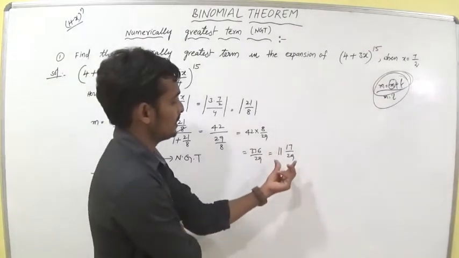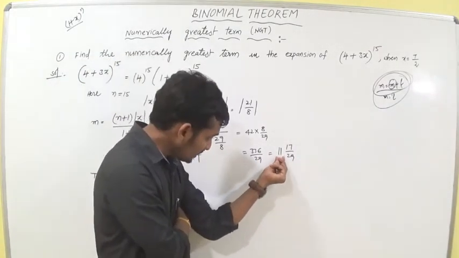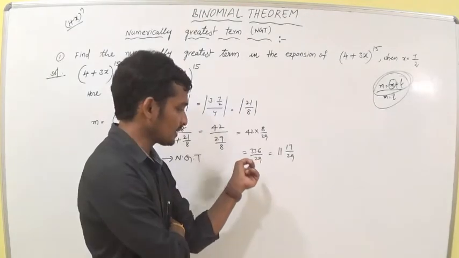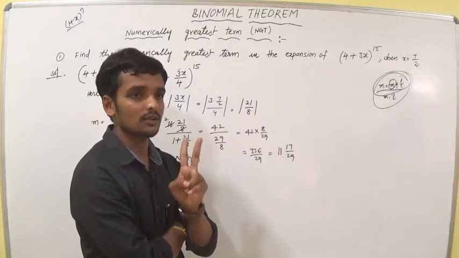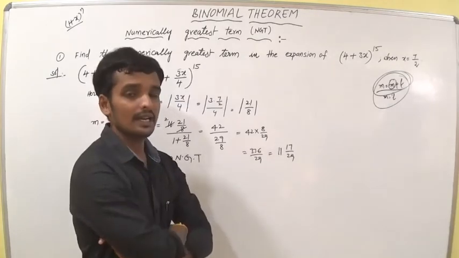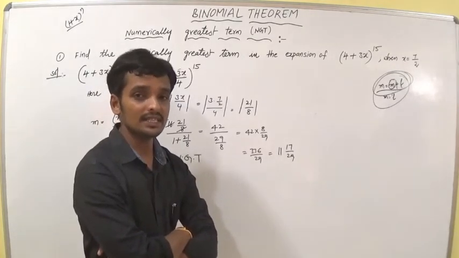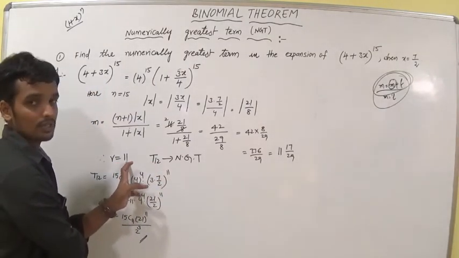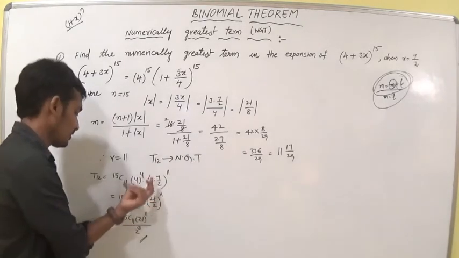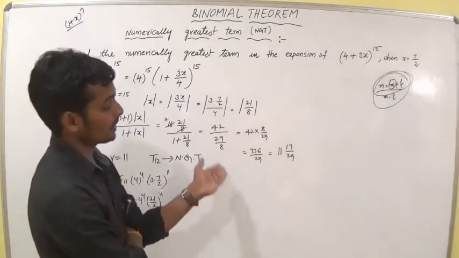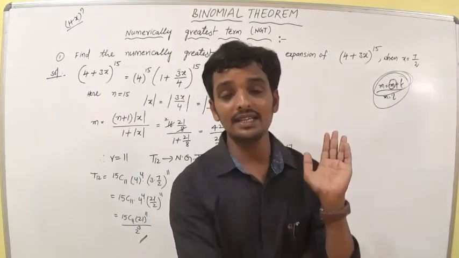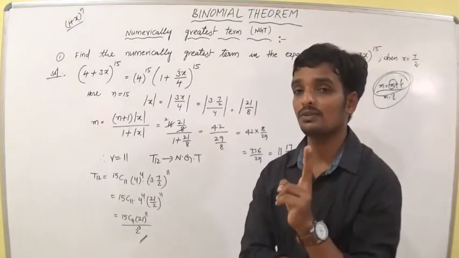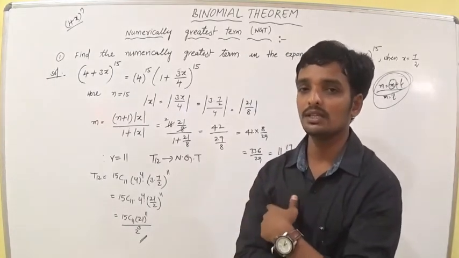If the value is not an integer, we take the integer part as r. So m has two cases. In the first case, if m is not an integer, T(r plus 1) is the numerically greatest term. So here, r is 11, 11 plus 1 is 12, so T12 is the numerically greatest term. Otherwise, if the value of m is an integer, we have two cases: Tm and T(m plus 1). What can we do there? So we will see that problem.